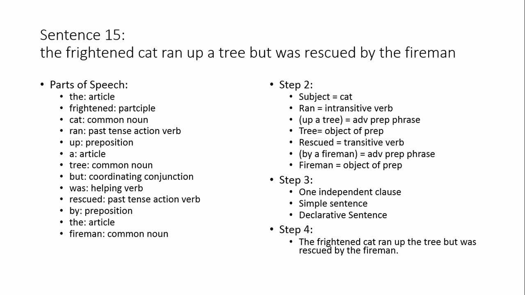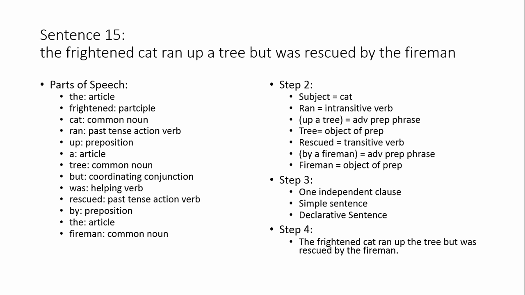But is a coordinating conjunction, it's joining those ideas together. Was is helping rescued, which is a past tense action verb as well. And then we have preposition, article, common noun. Those are all the parts of speech. If that was too quick for you, pause the video so that you can get your sentence all labeled, and you can just write in those little abbreviations for those things.